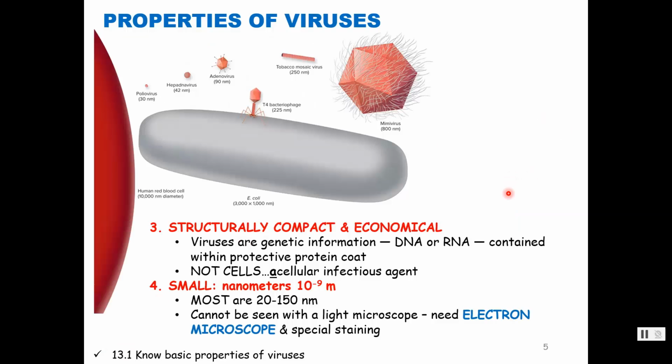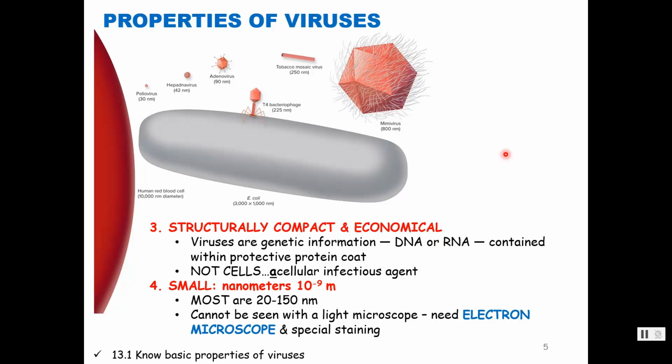So they're ubiquitous, they're obligate intracellular parasites, and they are structurally compact and economical, meaning there is not a whole lot to their structure at all. They are just genetic information. They either have DNA or RNA contained within a protein coat. So like I said, they are not cells, so they are acellular infectious agents.